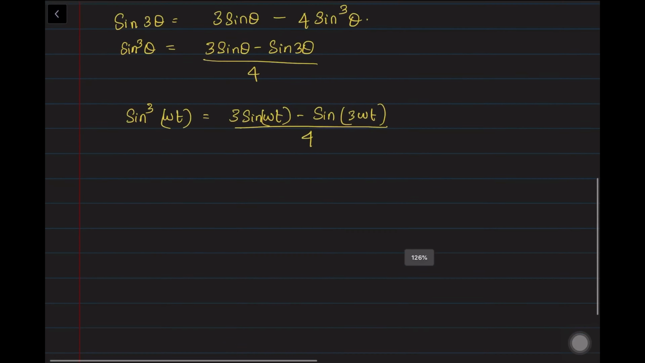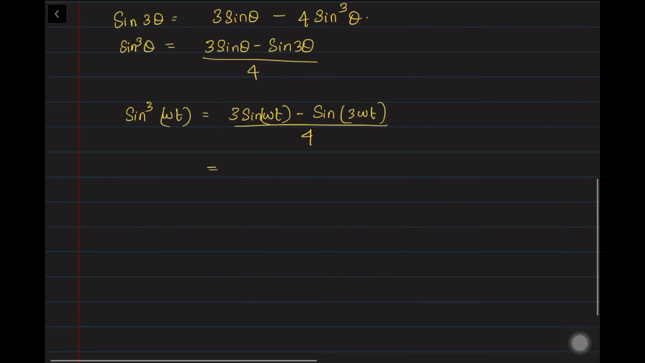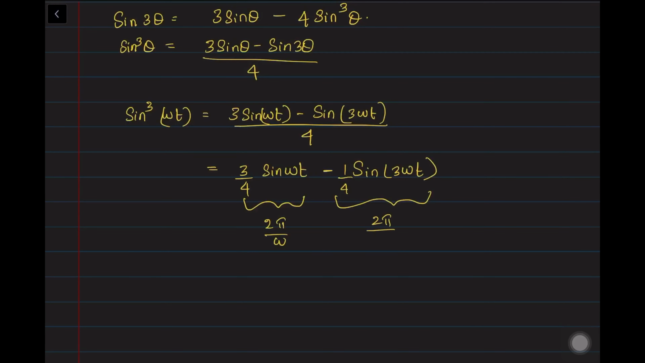Now, as we discussed before, what is the period of 3 by 4 sin omega t? 3 by 4 sin omega t will be having a period 2 pi by omega. Now the remaining term, what is the period of 1 by 4 times sin 3 omega t? 1 by 4 times sin 3 omega t also will be having a period of 2 pi by 3 omega.